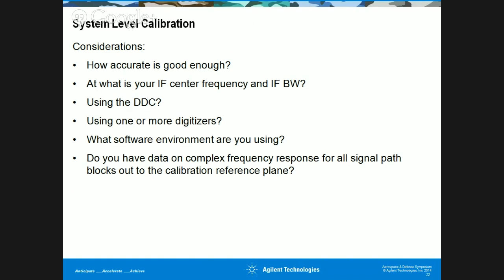Whether you want to use the digital down converter or not. Whether you would like to use 8 channels or more than 8 channels. What software environment are you using? Whether you're using MATLAB or certain other customized software to sample these signals. And do you have data on complex frequency response for all the signal path that blocks out to the calibration reference frame? I'll introduce you to one more software here, which can give you channel response with respect to each other, which we call the vector signal analyzer software, in a short while.